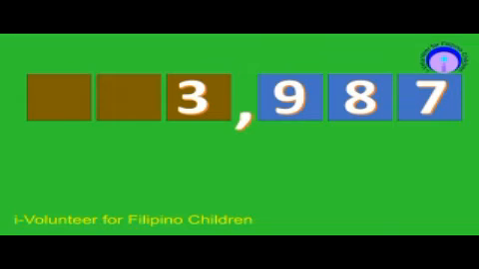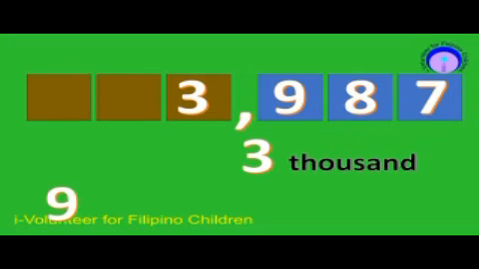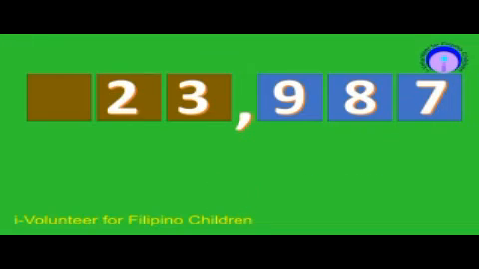Remember about the separator comma, and it will represent 1,000. This is read as 3,987. How about this five-digit number?